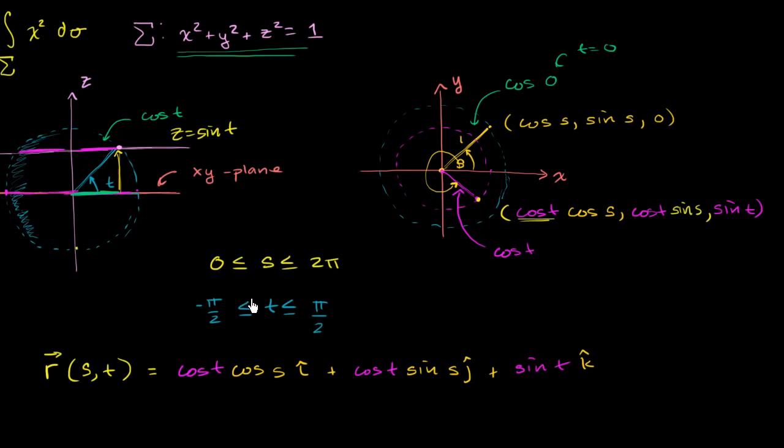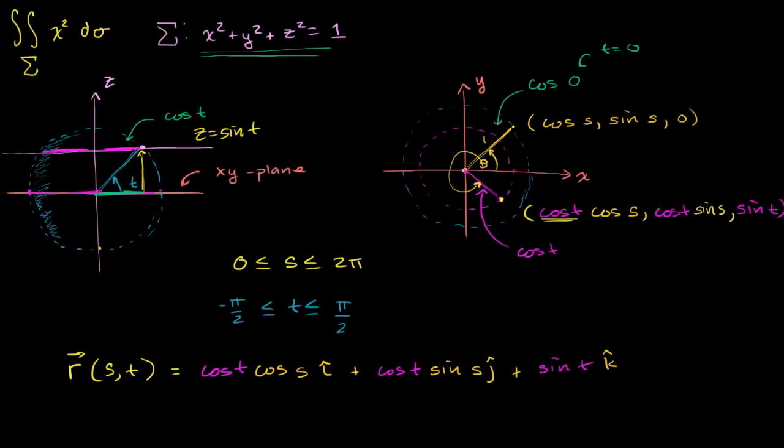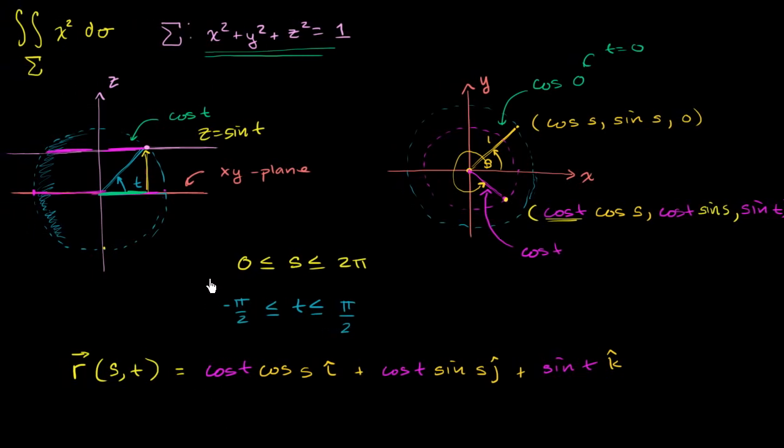So that's just the first step. We've parameterized this surface. Now we're going to have to actually set up the surface integral. It's going to involve a little bit of taking a cross product, which can get hairy. And then we can actually evaluate the integral itself.